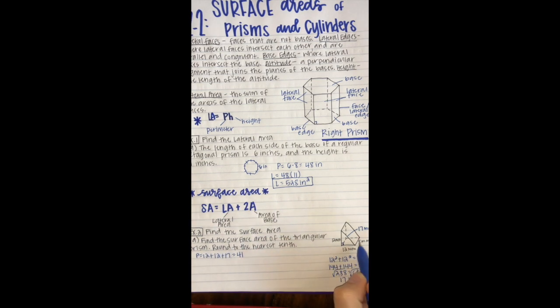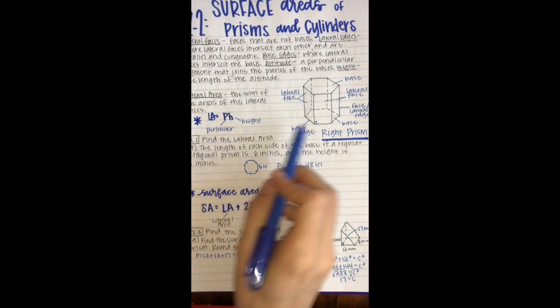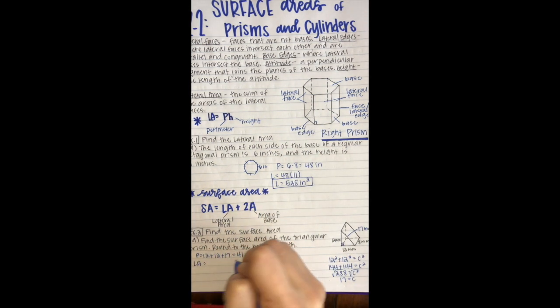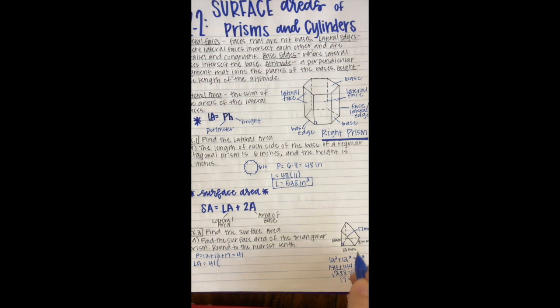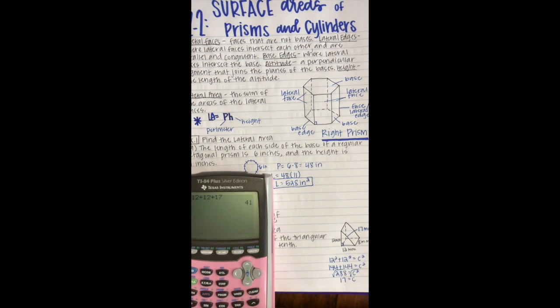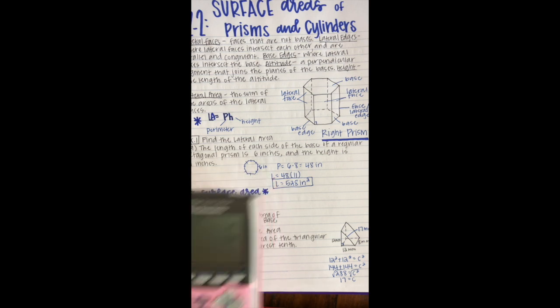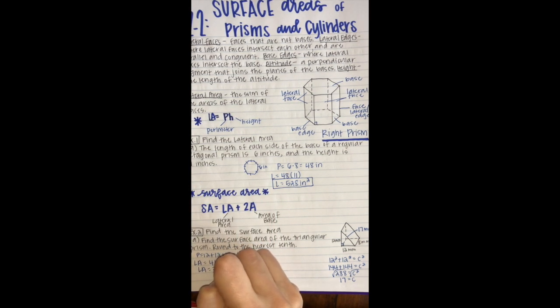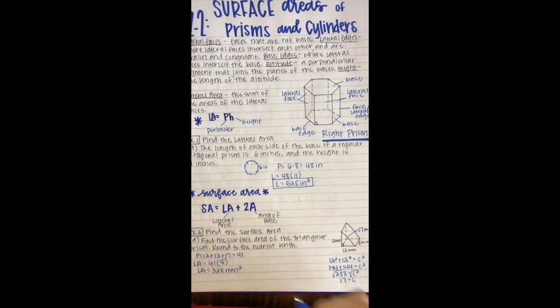And then the height is what connects them, right? That's the height connecting the bases, so that's 8. So for lateral area, we take perimeter 41 times the height of 8. So 41 times 8 is 328. Again, units would be millimeters squared. If you were asked to find lateral area, we've already gotten the answer.